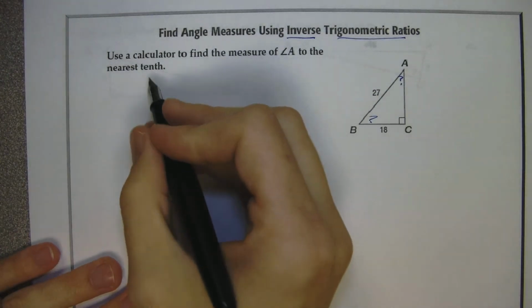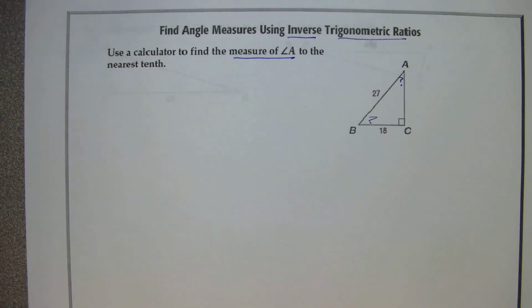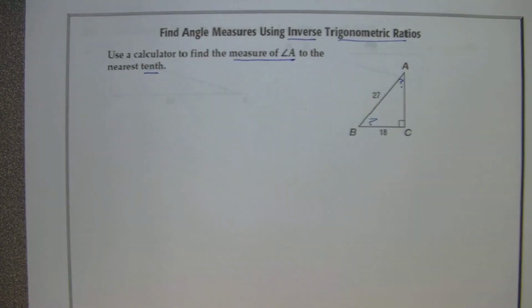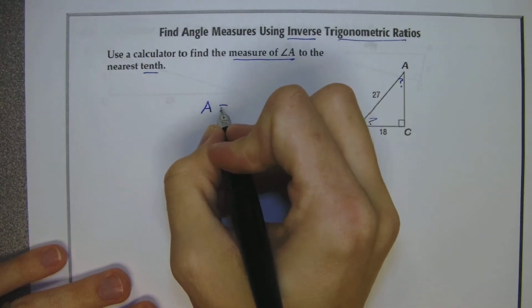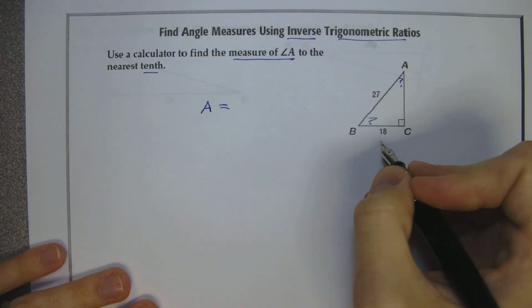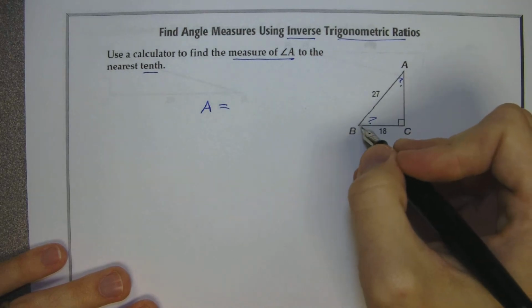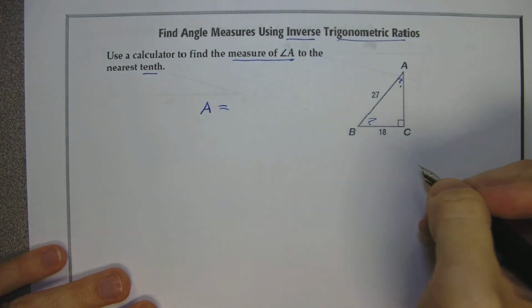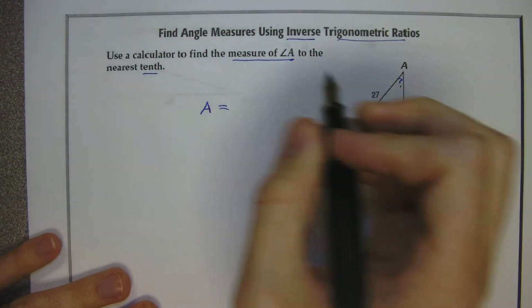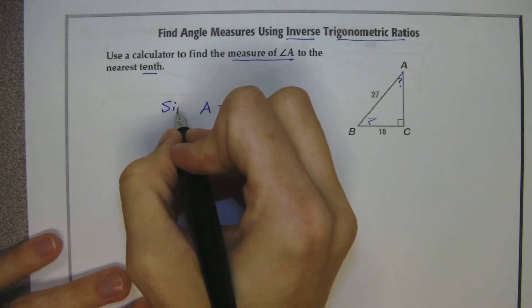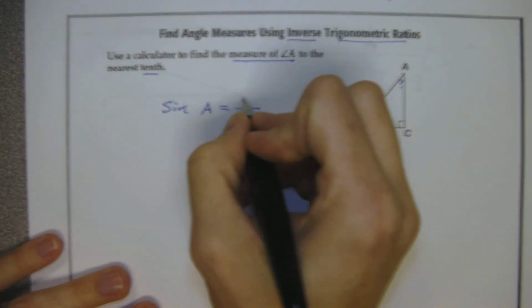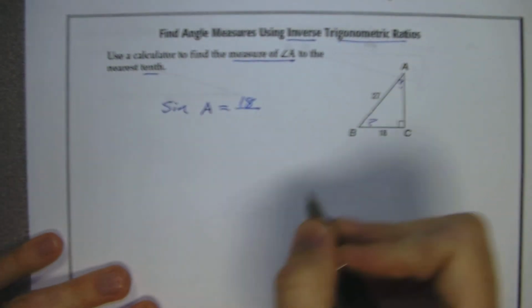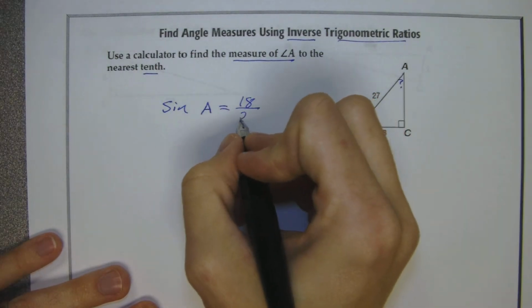In this case, we're asked to use a calculator to find the measure of angle A to the nearest tenth. All right, well, let's do that. So I know that the angle I'm using is A, and the two sides that I have available to me are the hypotenuse and the opposite side. That sounds a lot like sine to me. So sine of angle A is the opposite side, in this case 18, over the hypotenuse of 27.